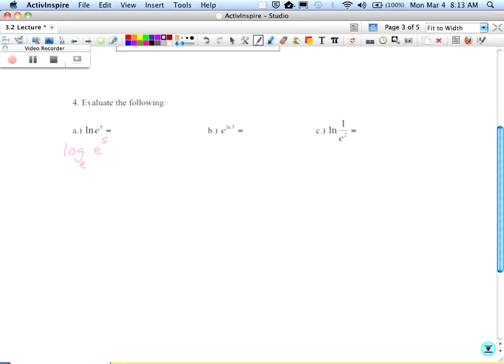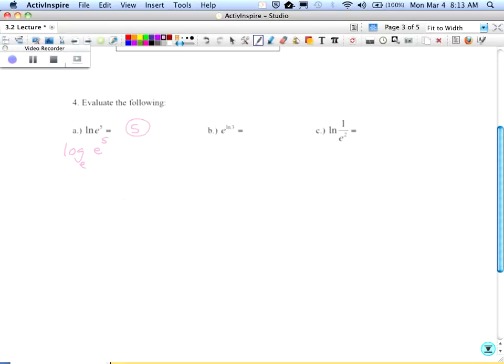So we're taking a logarithm of an exponential function. Both bases are the same, right? Base e logarithm, base e exponential. When they undo each other, what's going to happen? It's equal to 5.